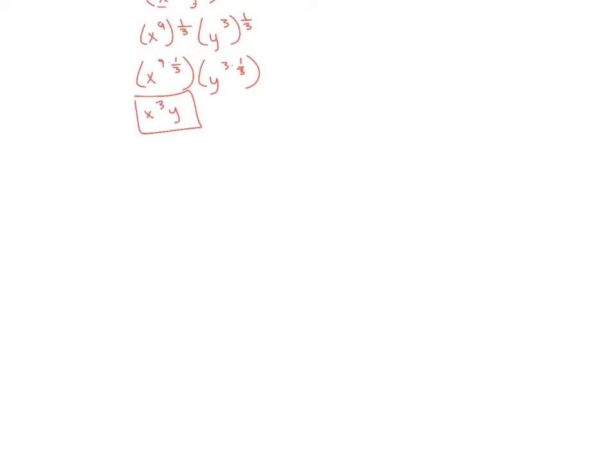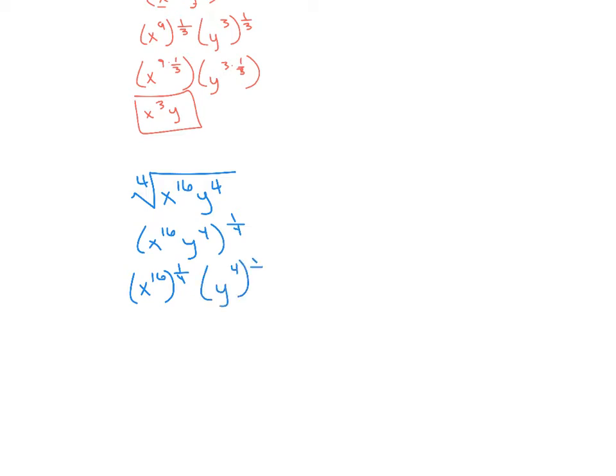Let's do another one of those. Let's do the 4th root of x to the 16th, y to the 4th. So we're going to rewrite that as x to the 16th, y to the 4th, all raised to the power of 1/4. Okay, then we're going to take each one of our variables and raise it to the 1/4. And then the power of a power property is that you multiply those, because I say you multiply when there's parentheses in between the two, because that means to multiply. That's how I remember it.